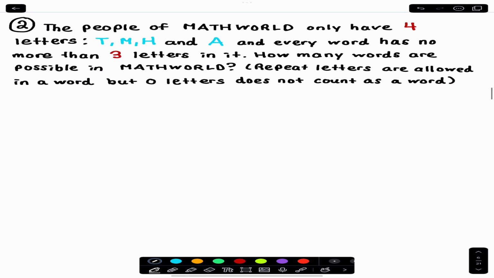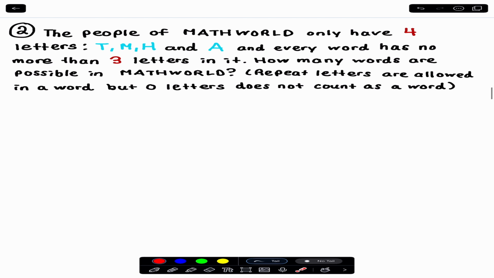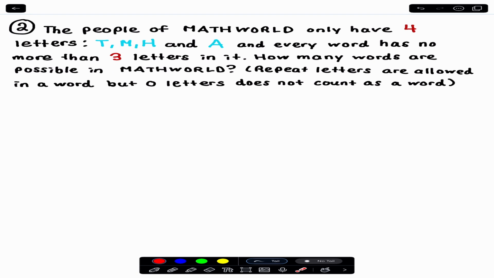Here's question number 2. Let's see casework to solve a different type of problem. Before we had a little picture, but this time we only have words. But it's the same thing. So ask yourself, how are you going to split up your cases? It says the people of Math World only have 4 letters. Sounds like a very fun place to live. T, M, H, and A. And every word has no more than 3 letters in it. How many words are possible in Math World?